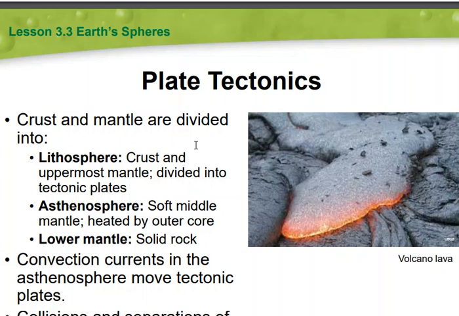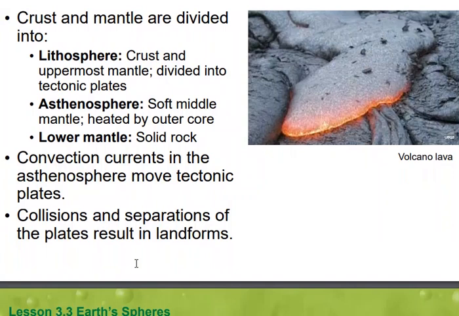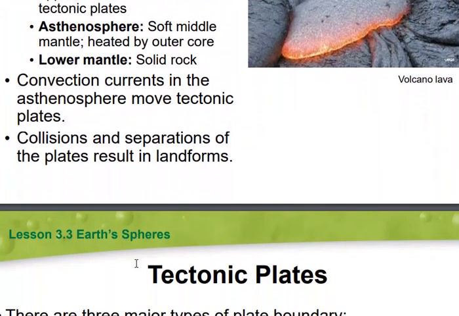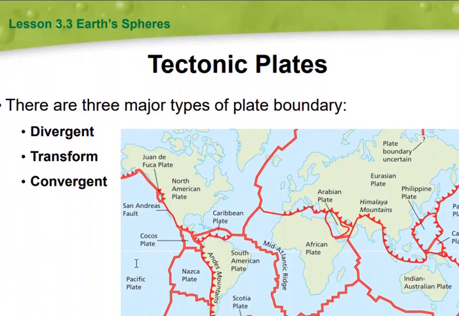Again, the appearance or disappearance of mountains and trenches as well. Okay, so here is kind of the highlight here. Convection currents in the asthenosphere move tectonic plates. Collisions and separations of the plates result in landforms. That's how we get our trenches and our mountains. Okay, so here's a little bit more about tectonic plates because depending on how they move and what they do, defines them.